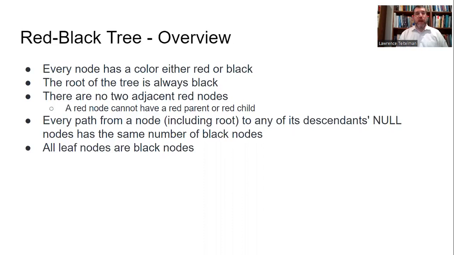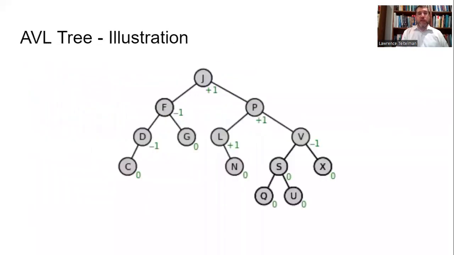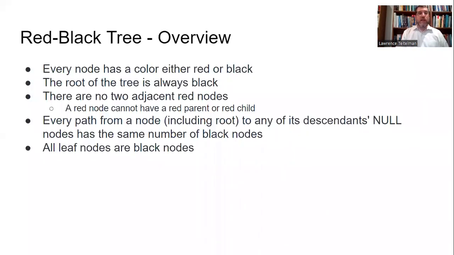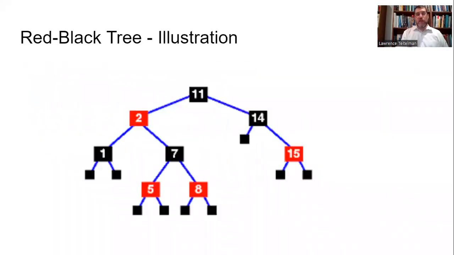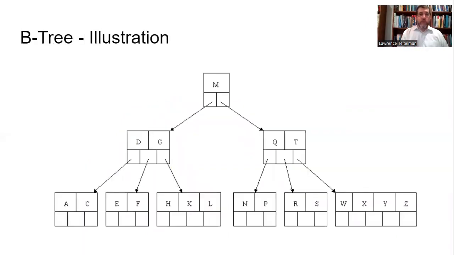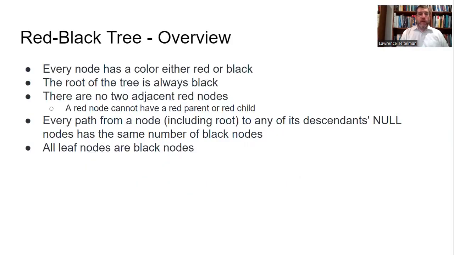Okay, so they're either red or black. The root of the tree is black. There are no 2 adjacent red nodes. By the way, you can have adjacent black nodes, right? So it's not true that you can't have 2 adjacent things. And then we have the same number of black nodes as we go to the null, which is the bottom, the leaves. Finally, the leaves need to be black nodes as well.